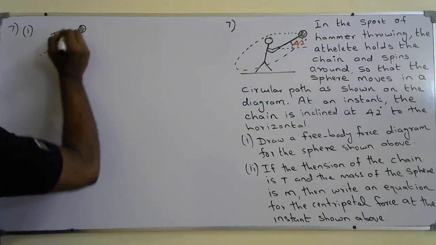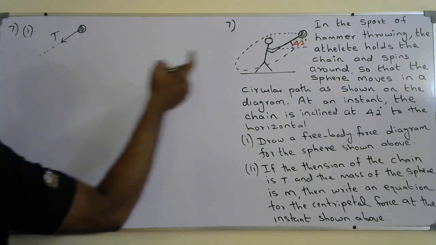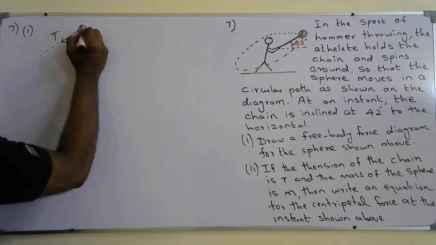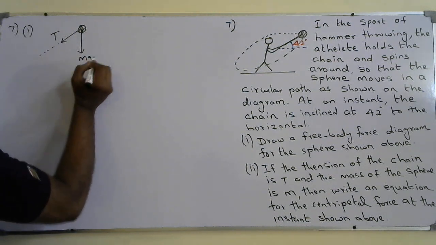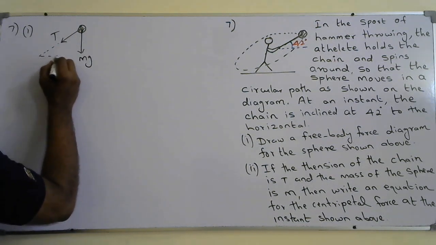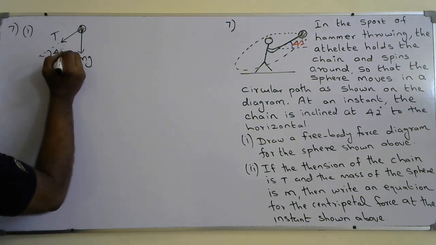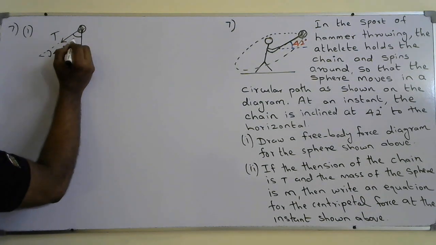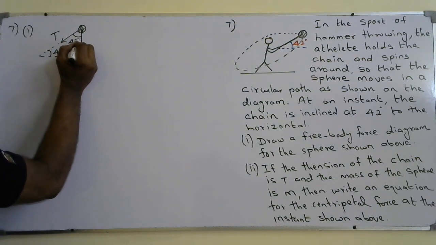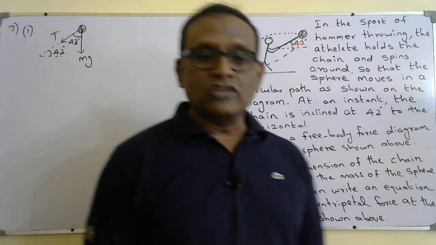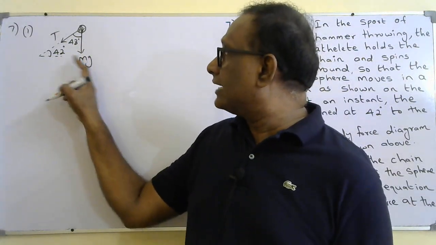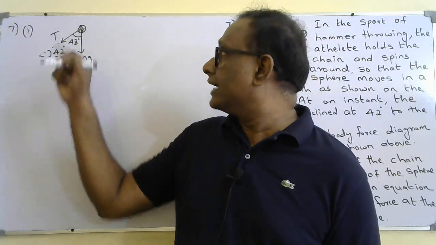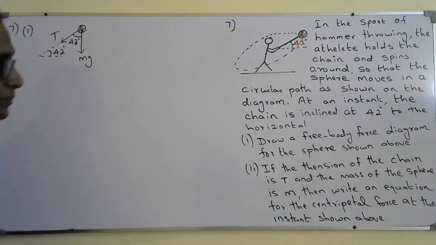So there will be tension in this direction. It makes an angle of 42 degrees with the horizontal. There will also be weight acting vertically downwards. This angle is 42 degrees with the horizontal line, and this is 90, so the angle between the weight and the tension, or the weight and the chain, will be 48 degrees, because this is a right angle triangle. The addition of these two should be 90, so that should be 48 degrees. That's the answer for the first part.